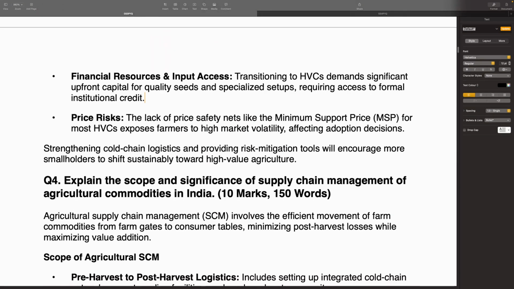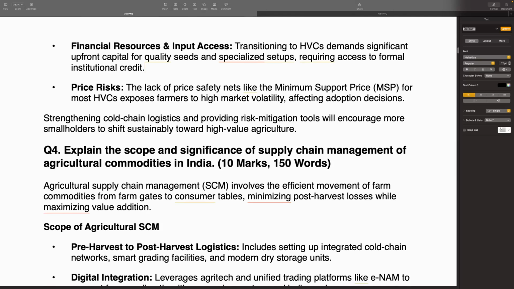Financial resources and input access: transitioning to HVCs demands significant upfront capital for quality seeds and specialized setups, requiring access to formal institutional credit. Price risk: the lack of price safety nets, like the minimum support price for most HVCs, exposes farmers to high market volatility affecting adoption decisions. Strengthening cold chain logistics and providing risk mitigation tools will encourage more smallholders to shift sustainably towards high value agriculture.